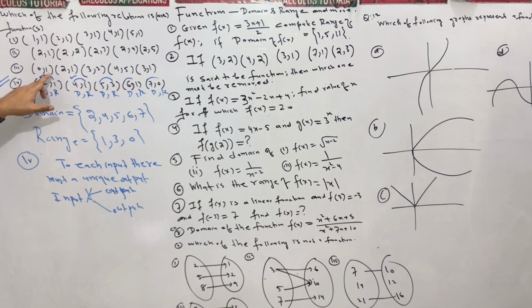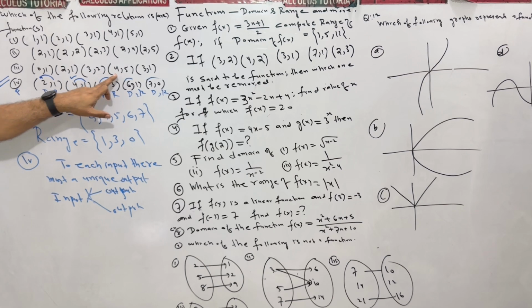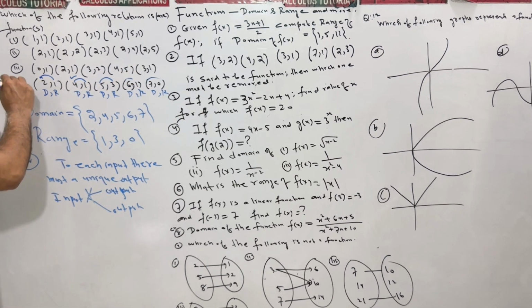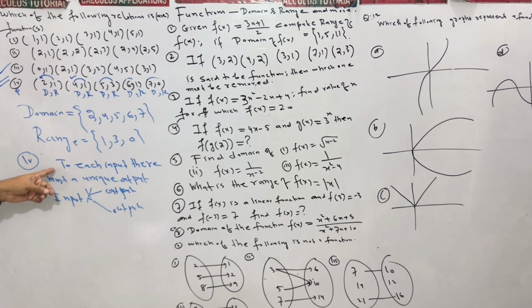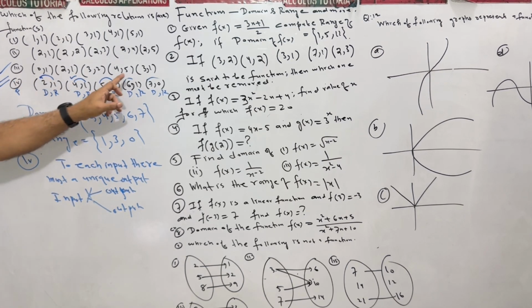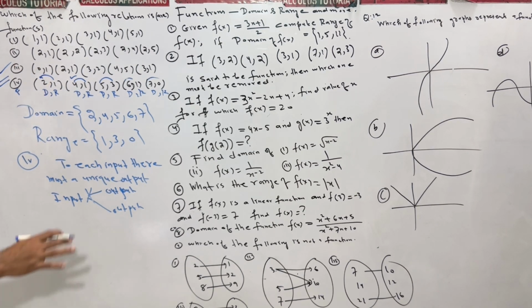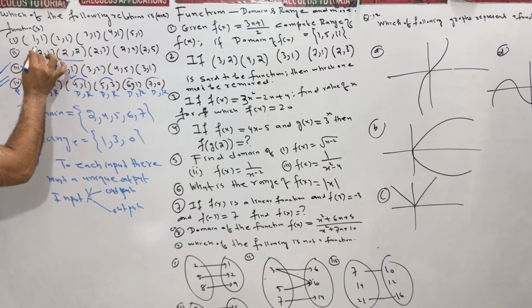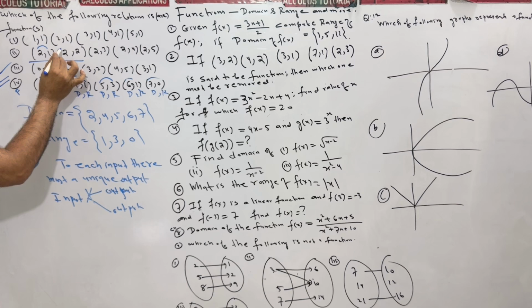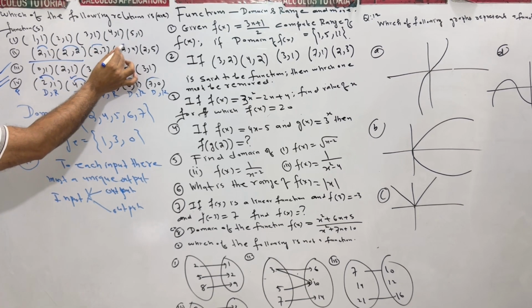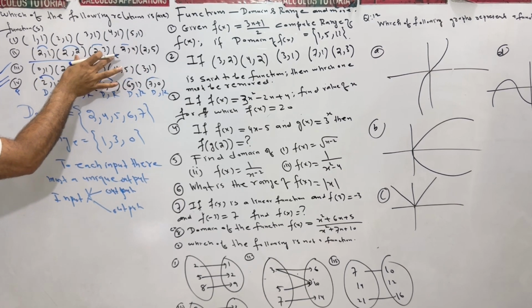Look at this: 0 to 1, 2 to 1, 3 to 2, 4 to 5, 3 to 1. It's also a function. A unique input gives us a unique output. There is no case where a single input gives double output. Now look at this one. It is not a function because 2 gives rise to 1 as well as 2 to 2, 2 to 3, 2 to 4. No, it's not a function.